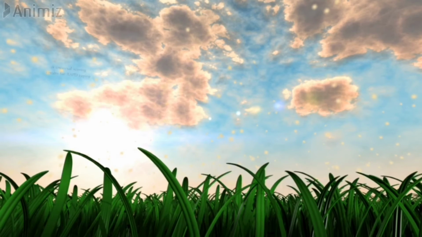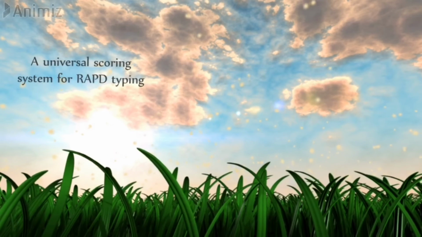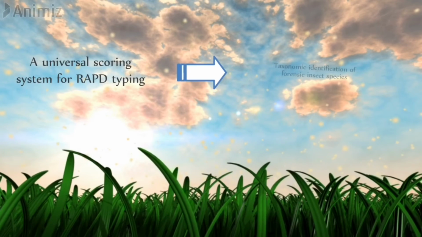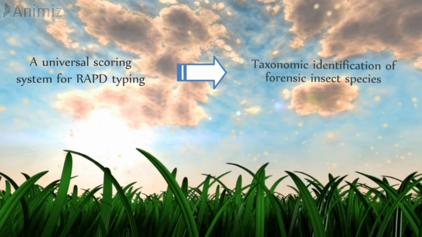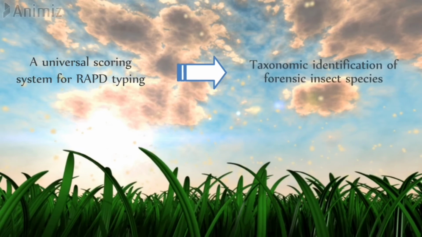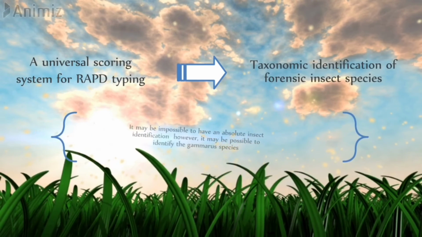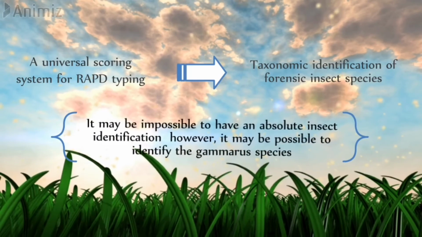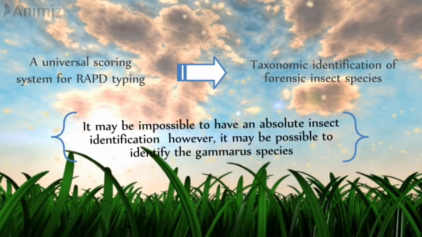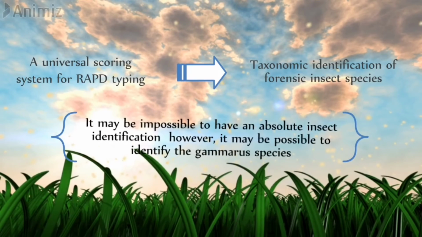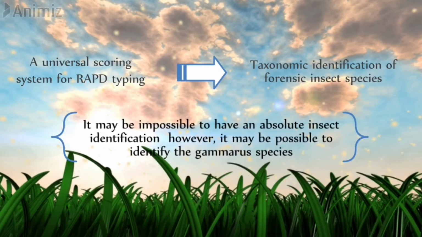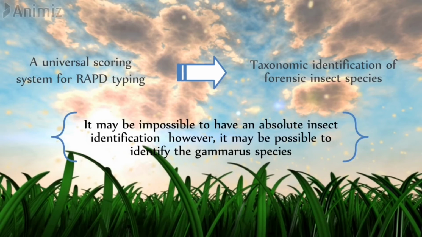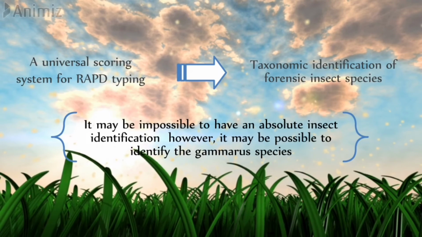Besides, Karaman and Pinkster demonstrated that a universal scoring system for RAPD would be worth developing for the taxonomic identification of species. Even though it may be impossible to have an absolute identification from this procedure, it may be possible to identify the Gammarus species, which consist of 120 species, including 105 freshwater species as well as 15 brackish or marine species.